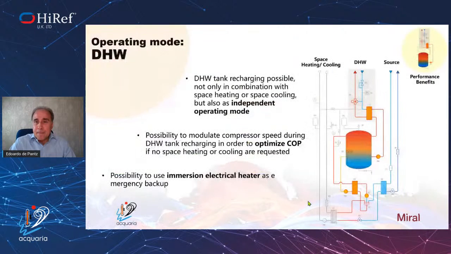And the last operating mode is domestic water production only. So if there is no request for space heating or cooling in that moment, the unit can work as an independent domestic hot water production. It can be, again, only at the tap using instantaneous production, or also as a tank replenishment. So in this case, the tank heat exchanger is working as a condenser, and I'm evaporating on the loop with some cooling energy.